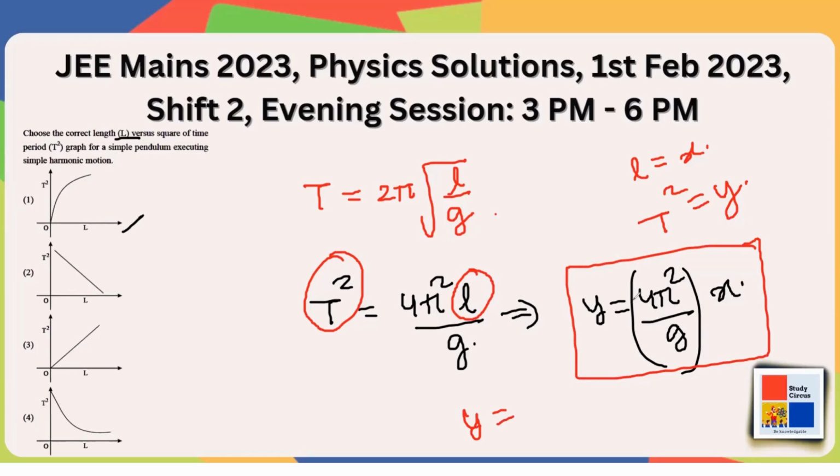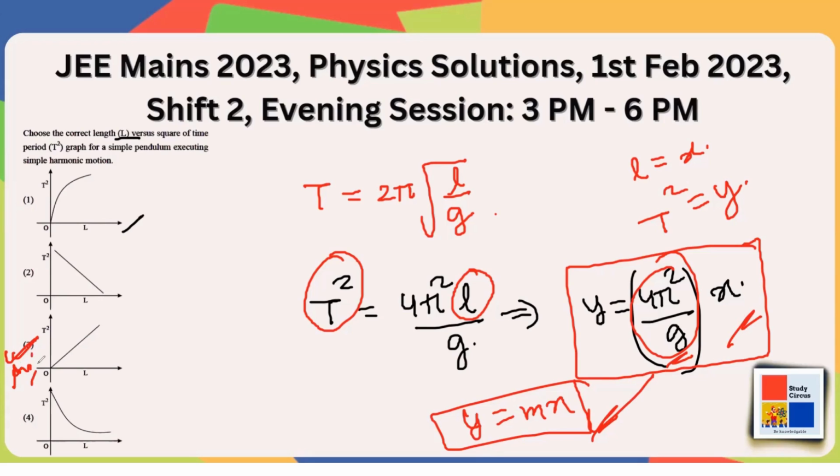y is equal to, this is a constant thing, right? y is equal to mx. So this is a straight line passing through the origin with slope 4π²/g, right? So this is the option. Option number 3, that is a straight line passing through the origin, right? y = mx form. So this here becomes the answer. Okay, thank you.